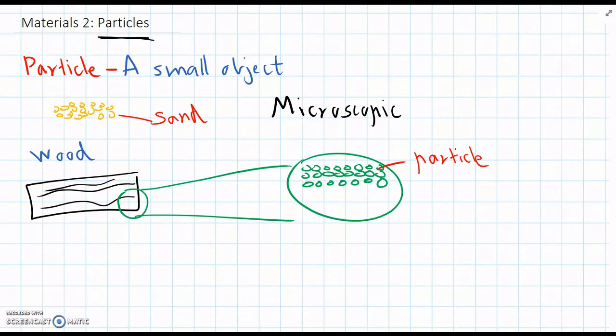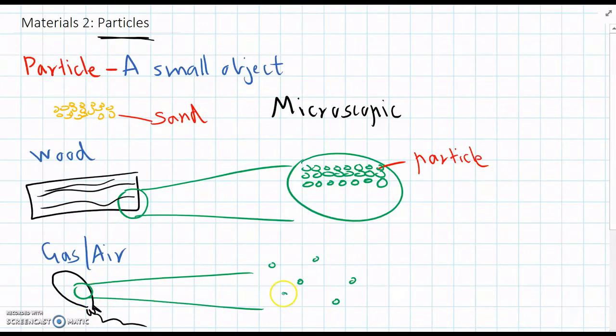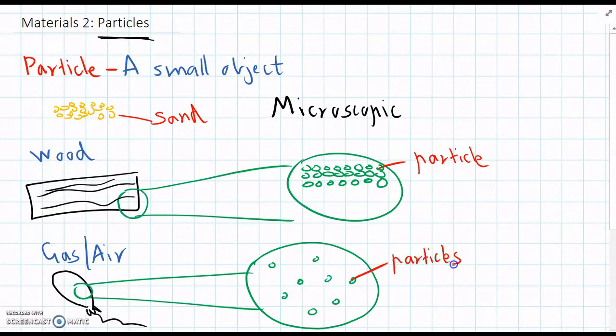And the same is also true for the gas or the air that you put into a balloon. So again, if we could zoom in and look closely at what's inside the balloon, we would see lots of particles, small objects inside the balloon. So again, they are particles. In a gas, you can see the particles are more separated, but they're still there.